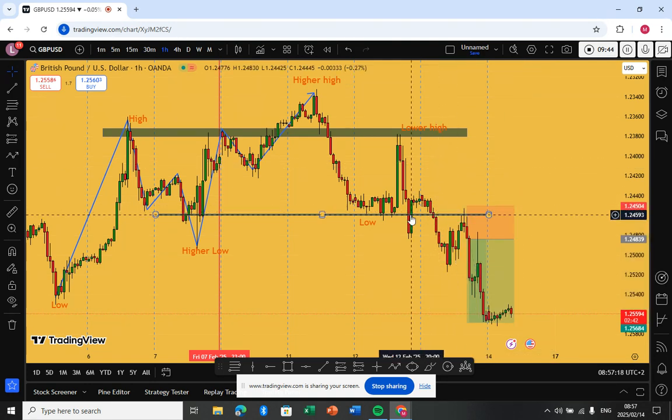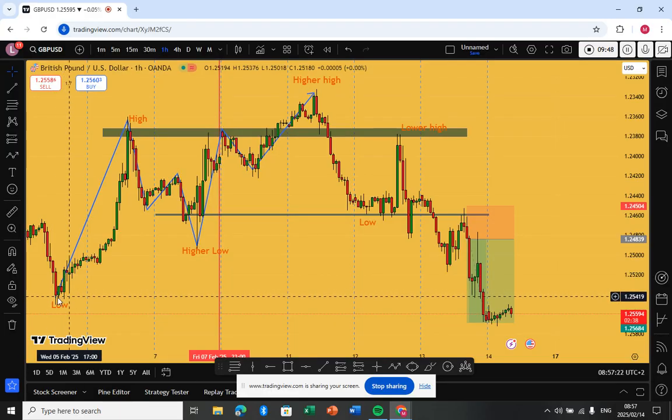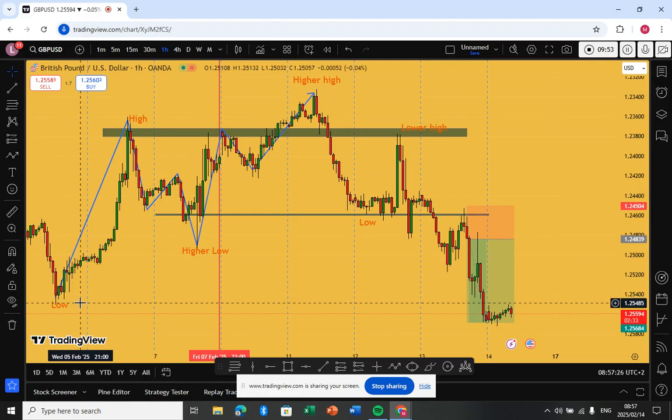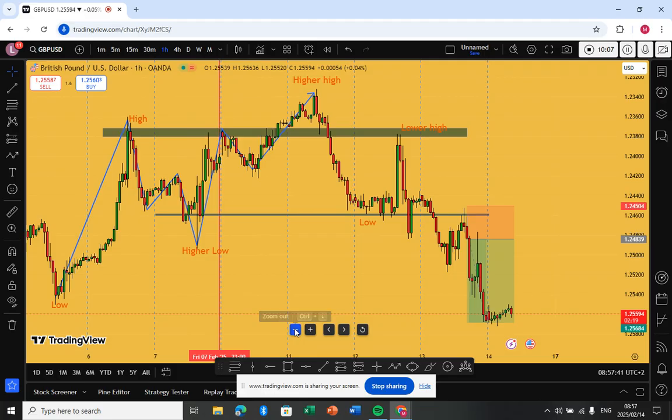Now, how do I set my target? I look left. Where did the market start? From this lowest point, I know that my take profit has to be around that area. But then the market can also go further down, depending on how the higher time frame is looking. But that's a story for another day.